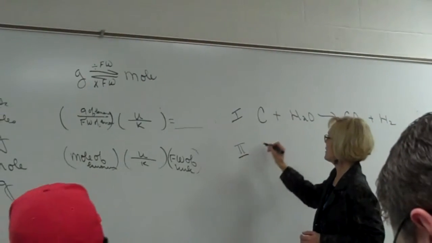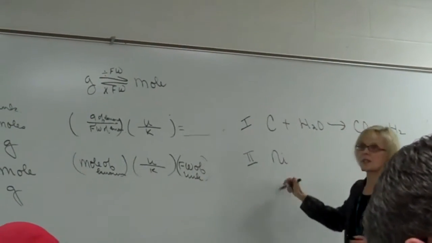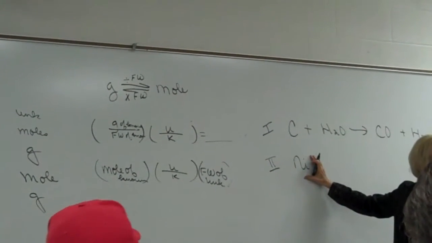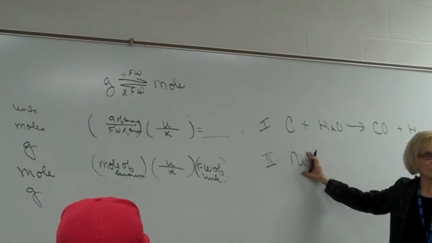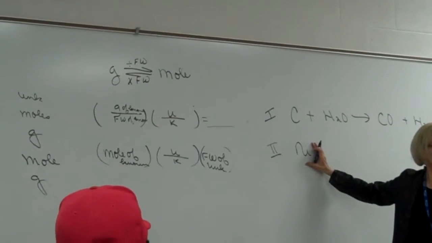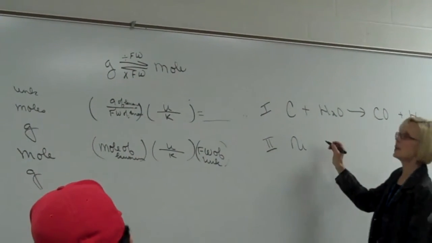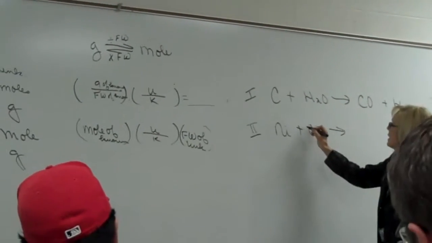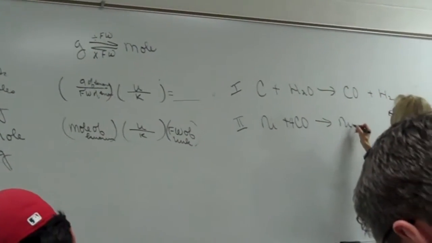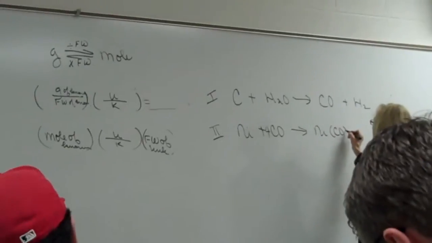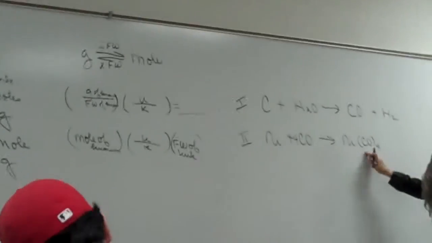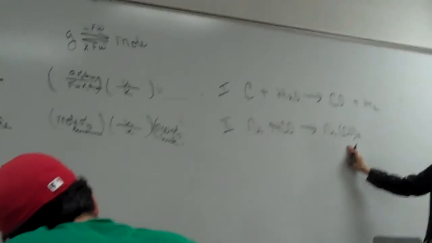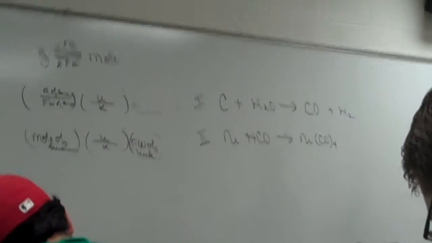And then our second reaction, we're going to take some nickel. Without looking up there, is nickel monatomic or diatomic? Monatomic, okay, need to know that kind of stuff. We're going to react it with the carbon monoxide, and we make this substance called nickel tetracarbonyl. Tetra meaning 4, carbonyl.